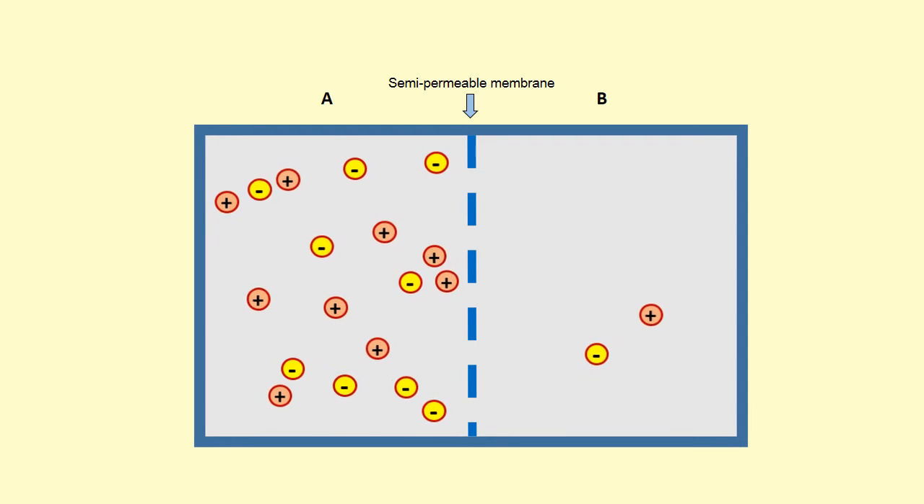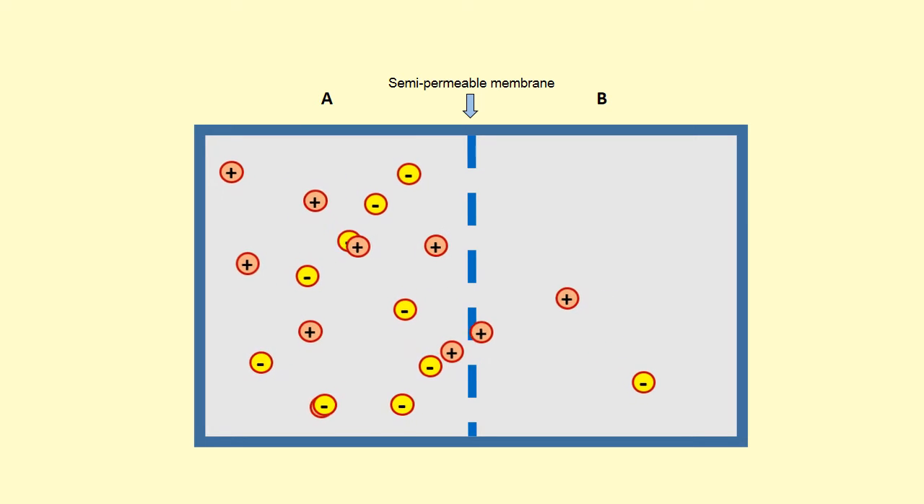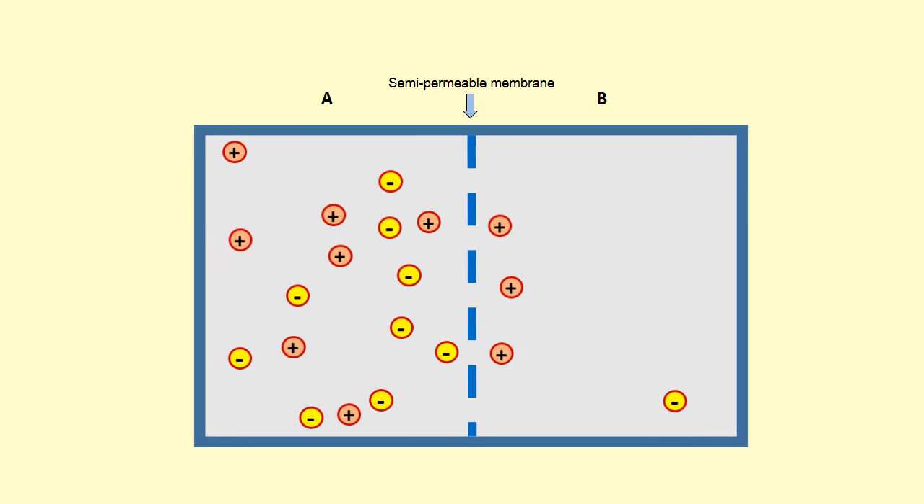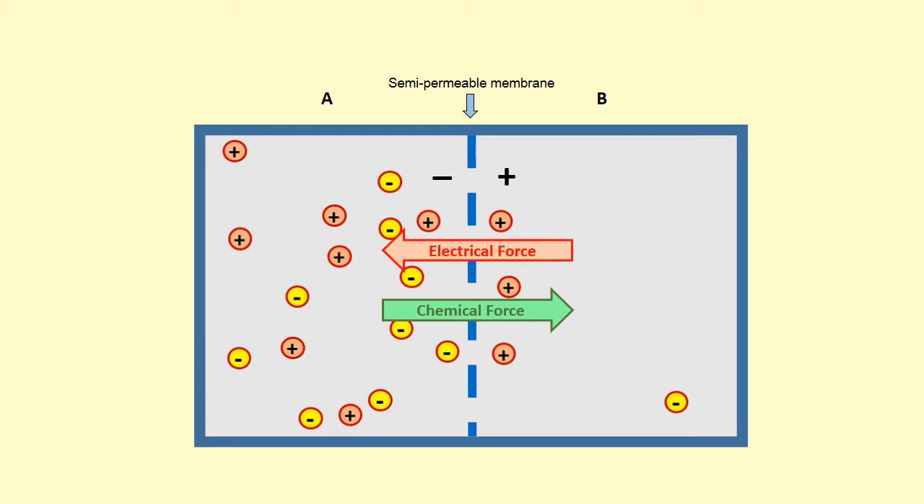Cations diffuse from part A to part B in the direction of their concentration gradient. The remaining negative charges on side A and leaving of positive charges from this side cause the membrane to be negatively charged on side A and positively charged on side B. At this time, the concentration gradient causes the cations to be attracted to side B, while the electrical gradient causes the cations to be attracted to side A.